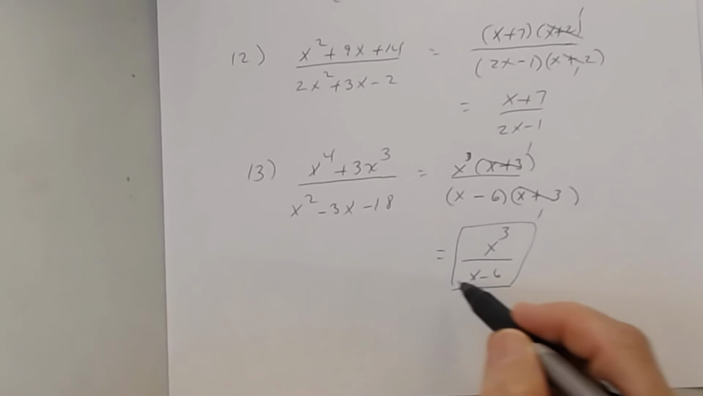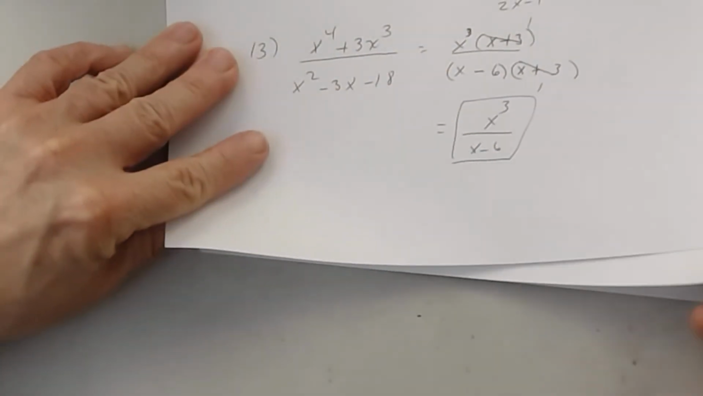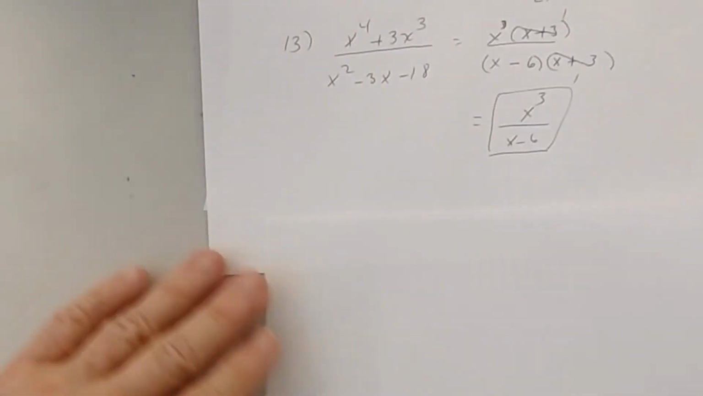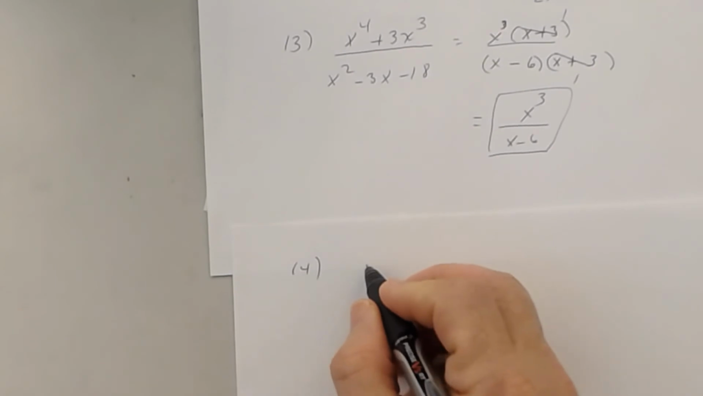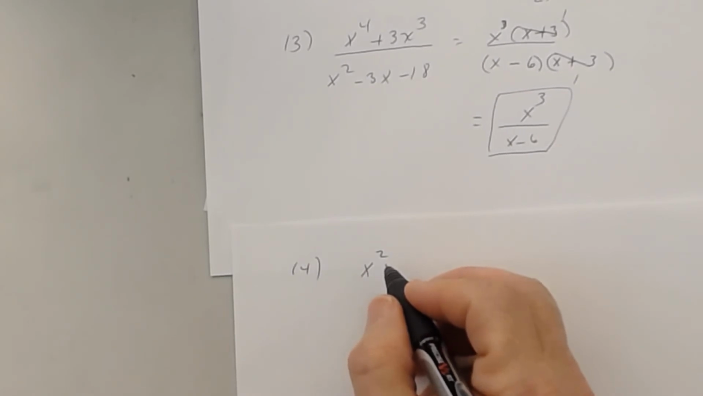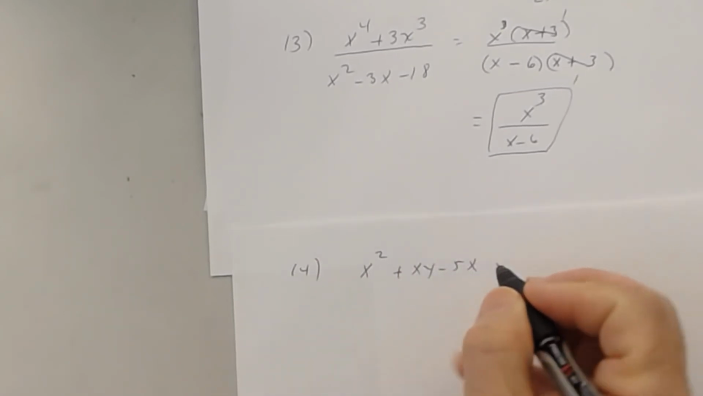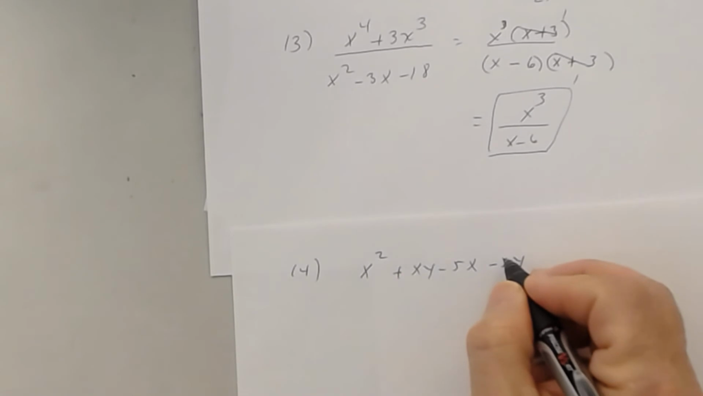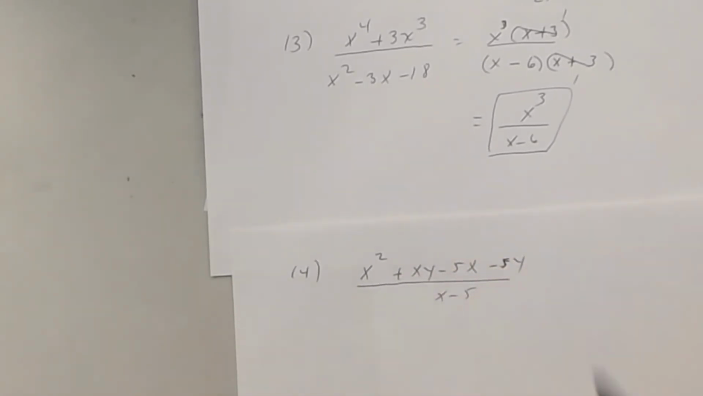All right, let's do one more. One more, I'll give you a test back. Okay, 14. Suppose I had this: x squared plus xy minus 5x minus 5y divided by x minus 5.